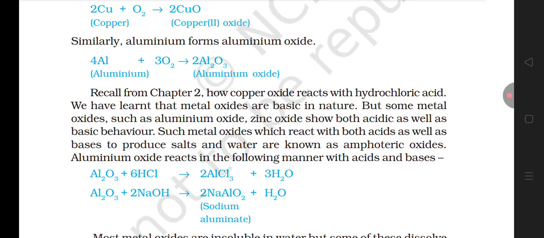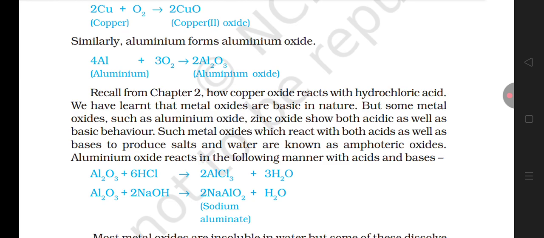Next is: most metal oxides are insoluble in water, but some of these dissolve in water to form alkalis. So most of the metal oxides are insoluble in water. Some of these can dissolve, and these we call alkalis. Alkalis are the bases that can be dissolved in water.